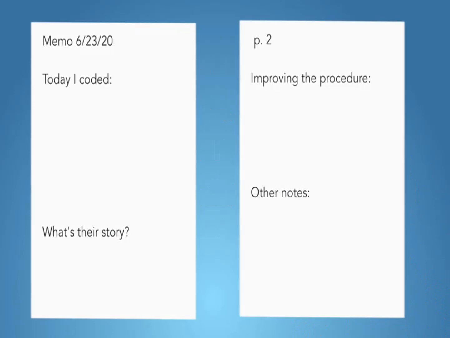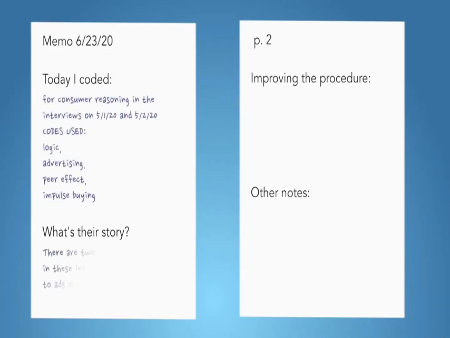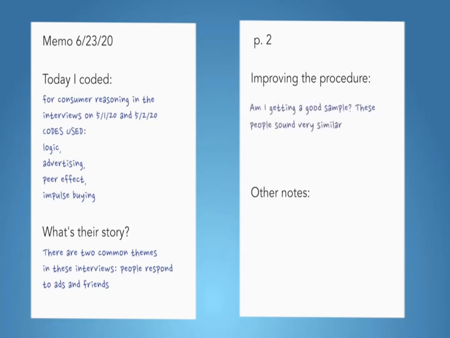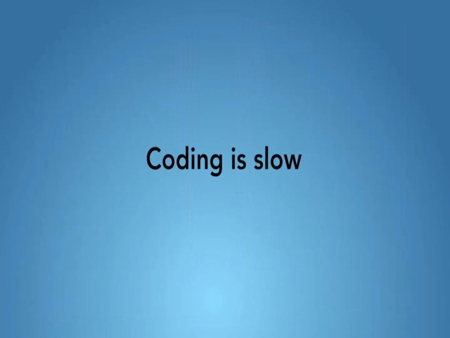So your memo writing is important for giving you a log of your coding process, as well as enabling you to write about how your coding and how your data are helping you think about your lit review and your final conclusions. Coding is a slow process.